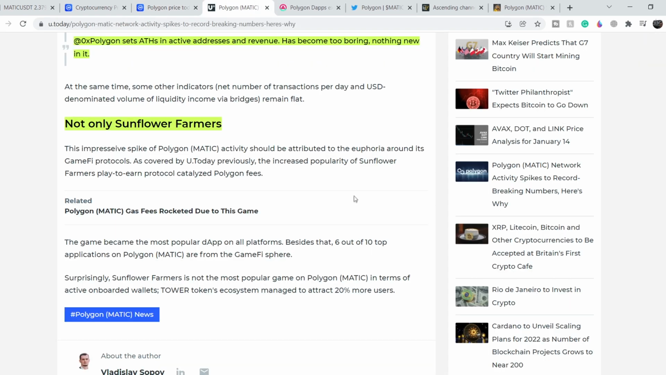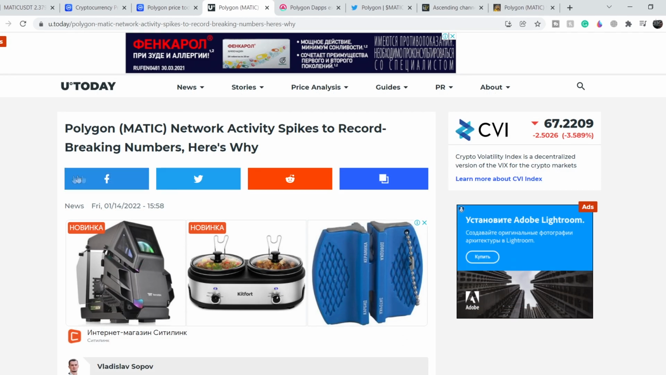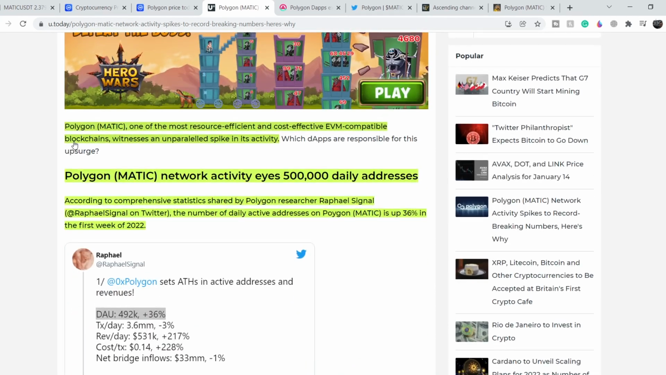But from the fundamental standpoint, we have a lot of good news, and let me quote you this article. It was published on January 14th, and it's titled "Polygon Matic Network Activity Spikes to Record-Breaking Numbers. Here's why." And let me quote you this. Polygon Matic, one of the most resource-efficient and cost-effective EVM-compatible blockchains, witnesses an unparalleled spike in its activity. Polygon network activity eyes 500,000 daily addresses. According to comprehensive statistics shared by Polygon researcher Rafael Signal, the number of daily active addresses on Polygon is up 36% in the first week of 2022.